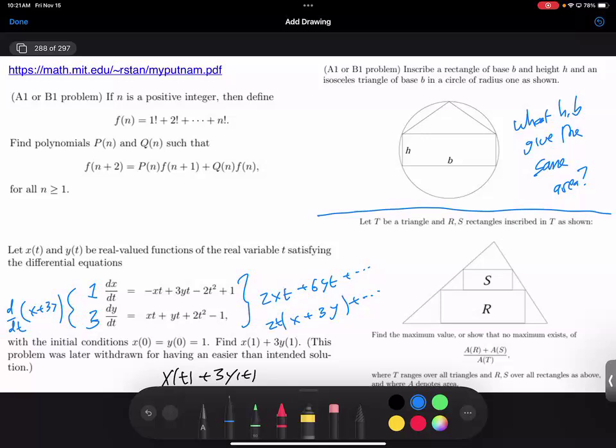And the last one is, let's let T be a triangle and R and S are rectangles inscribed in a triangle as shown. Find the maximum value or show that no maximum exists of the area of R plus the area of S over the area of T. And so T ranges over all triangles and R and S over all rectangles as shown. So we're not given a specific triangle. We're allowed to vary over any triangle we want.